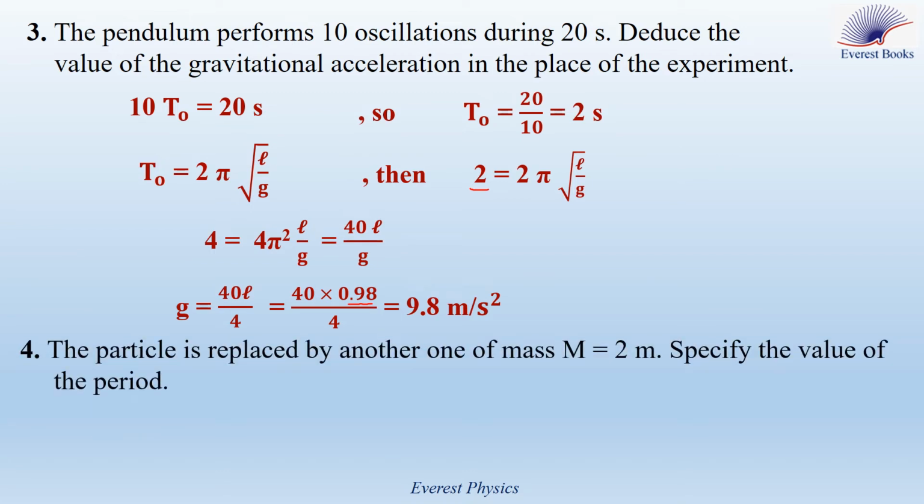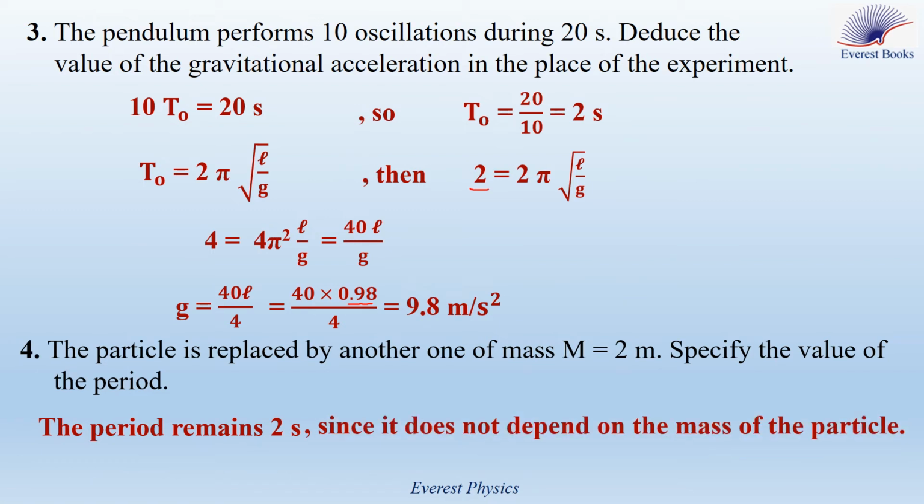Question number 4. The particle is replaced by another one of mass m prime equal to 2m. So the mass of the new particle is double that of the first particle. Specify the value of the period. The period remains 2 seconds because the period does not depend on the mass of the particle.